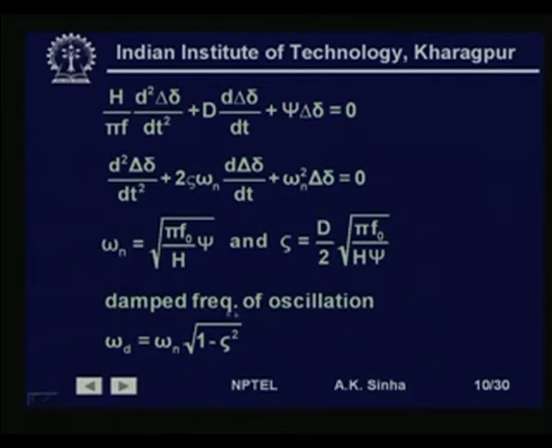Now, the damped frequency of oscillation for this particular system is given by omega d, which is equal to omega n square root of 1 minus zeta square. I am not going into the details of how to get all these values. One can go through any standard book on control systems to understand that. We are only putting the results here. So, the damped frequency of oscillation omega d is given by omega n into root over 1 minus zeta square.